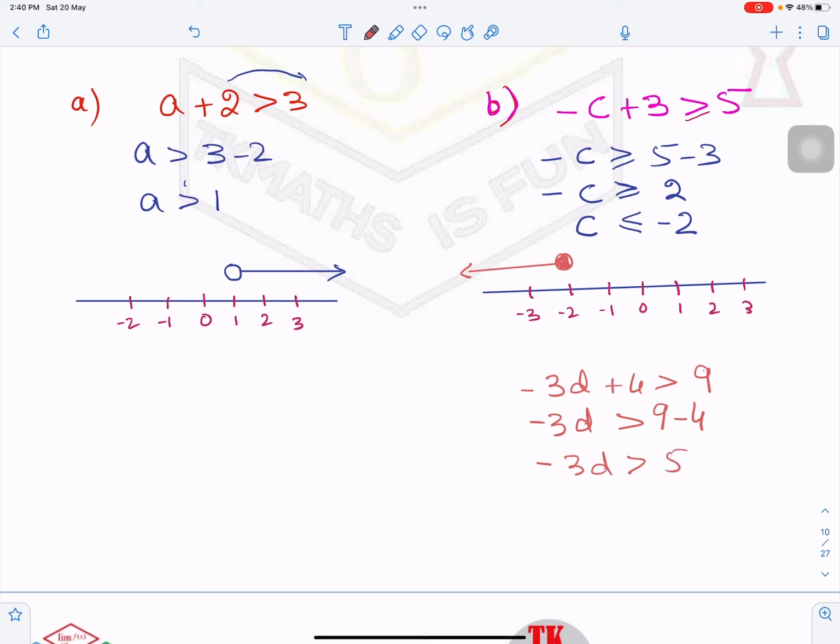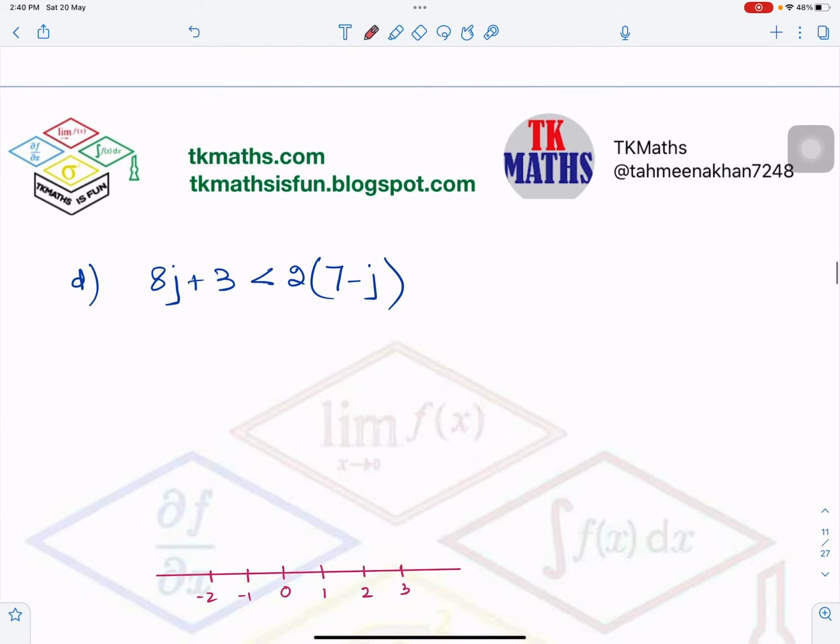You will take minus 3 to the other side, right? Basically, you are dividing both sides by negative 3. So that's why the sign of inequality reverses. So whenever you divide or multiply by a negative number, the sign of inequality reverses. So let's take this one, a little complicated, okay? Now we have a bracket and we have algebra, letters on both sides. So how will you handle this type of question?